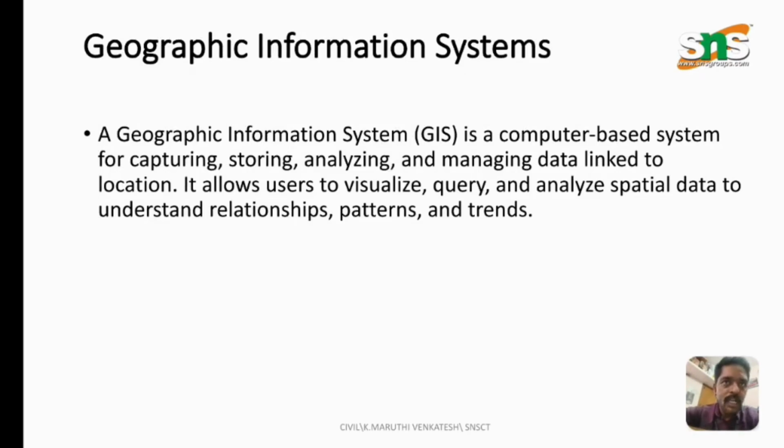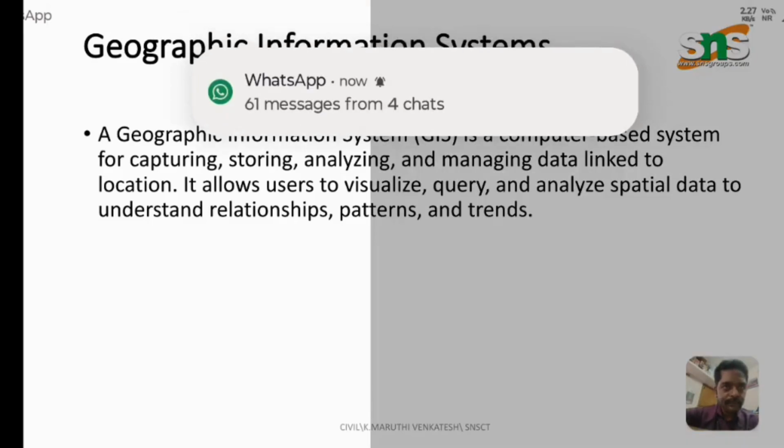Geographic Information System, that is called GIS, is a computer-based system for capturing, storing, analyzing, and managing data linked to locations. It allows users to visualize, query, and analyze spatial data to understand relationships, patterns, and trends. Nowadays, GIS is mainly used in different areas to obtain photographs without affecting human beings, and a large amount of area can be viewed by using GIS.